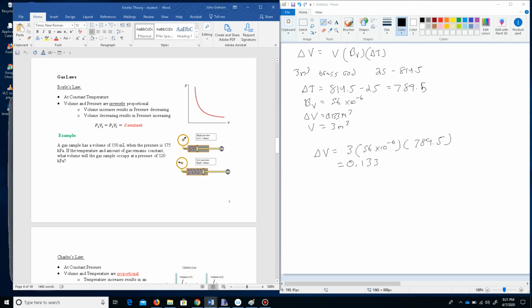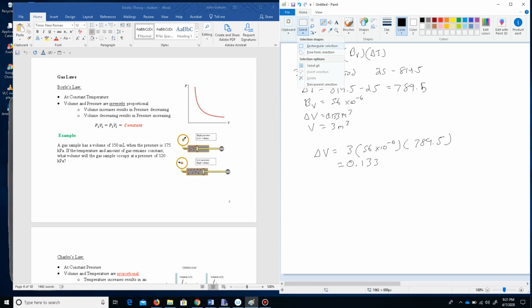Hi, this is Physics, Chapter 13, Part 2 for kinetic theory. We left off with gas laws. We're going to start looking at Boyle's law and Charles' law and Gay-Lussac's law.